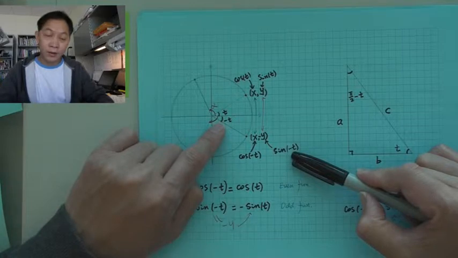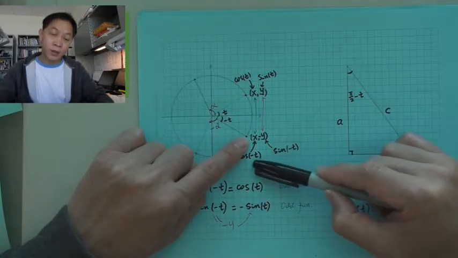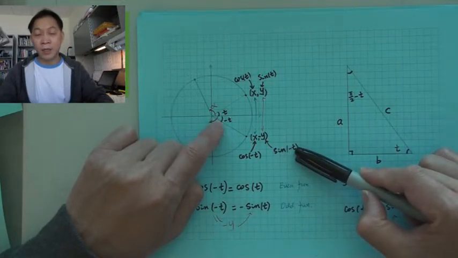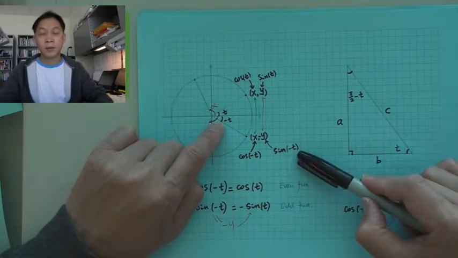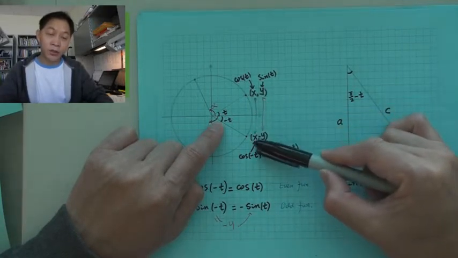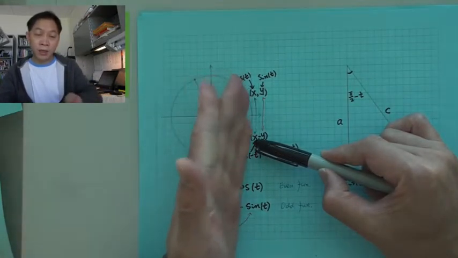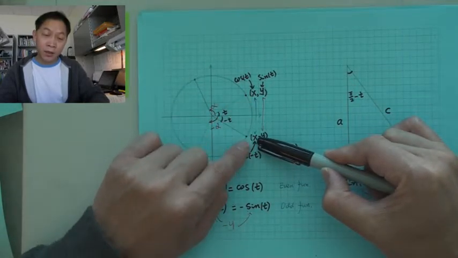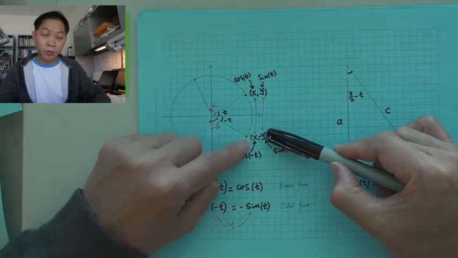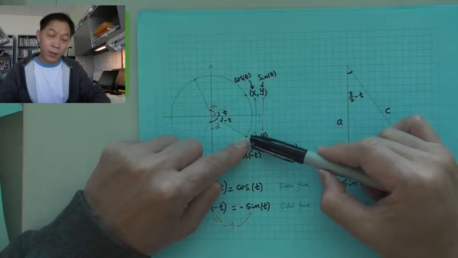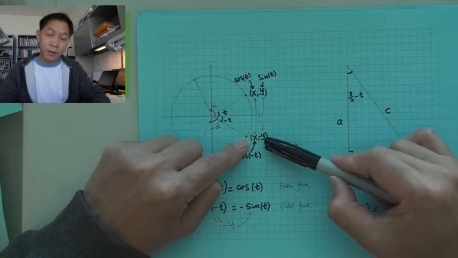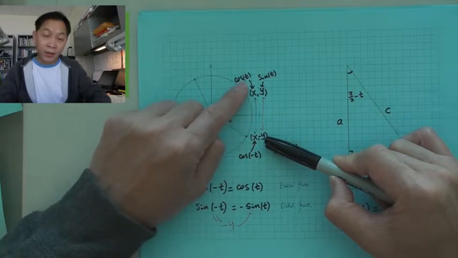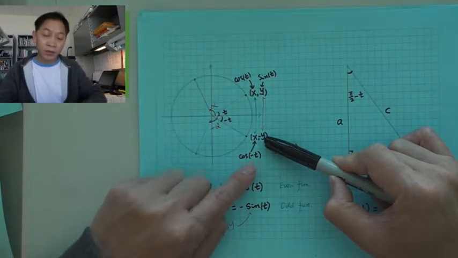X coordinate of this point is cosine negative t, y coordinate is sine negative t, because the angle is negative here. But apparently, x are still the same. They are still on the right-hand side of the y-axis. So x coordinates are the same, but this point switches from quadrant 1 to quadrant 4, y becomes negative y. So apparently you can see x are the same, then cosine t is cosine negative t.